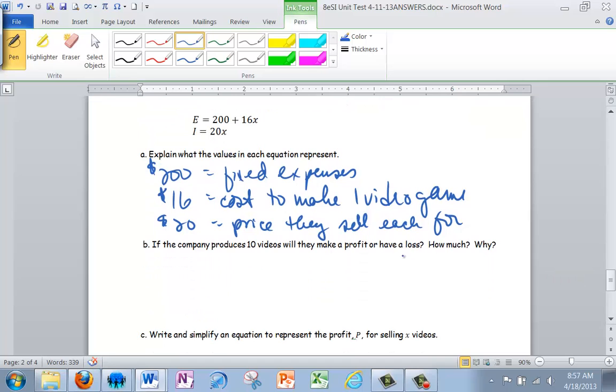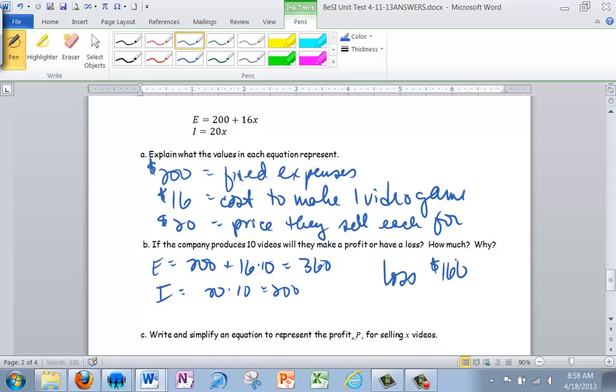For 10 videos, is it a profit or a loss? Well, the expenses would be 200 plus 16 times 10, so that's 360. The income, however, is 20 times 10, which is only 200. So they have a loss of $160 because the expenses are more than the income. So that's the explanation that you'd want to use there.